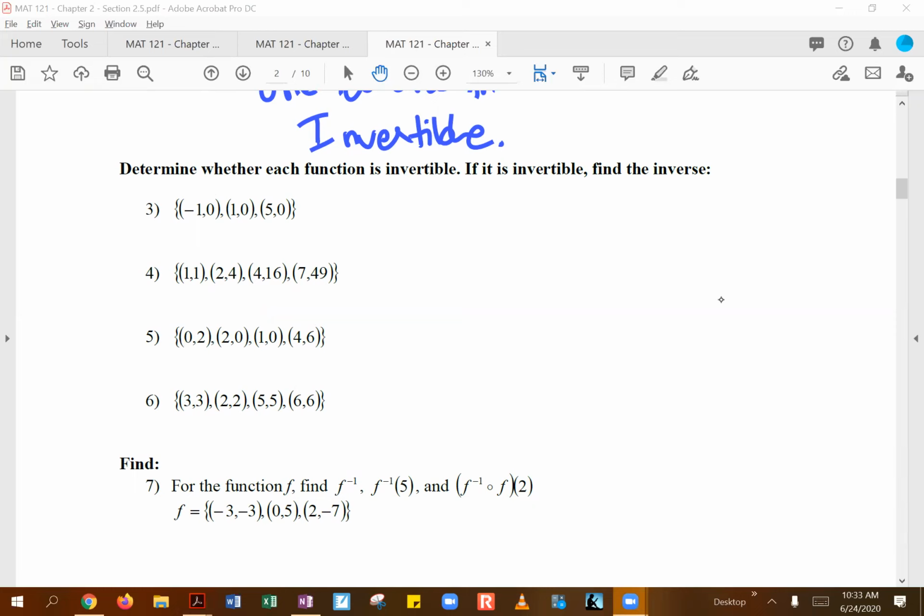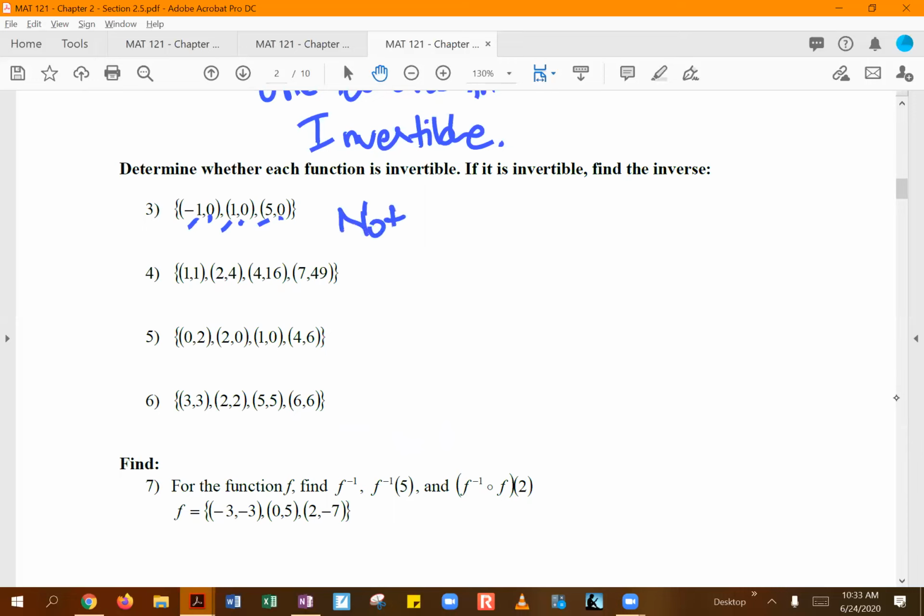So Clinton, you're saying no. Audrey, you're saying no. Yeah, because you can see we have 0, 0, 0 for all of our y values here, right? And they are all different x values. So in this case, definitely not invertible.